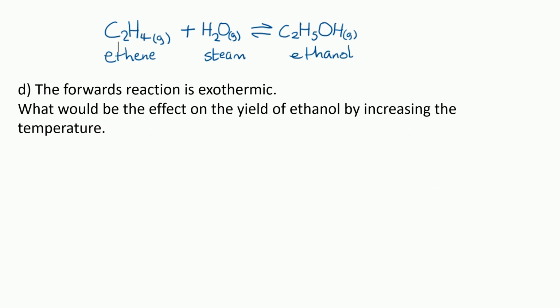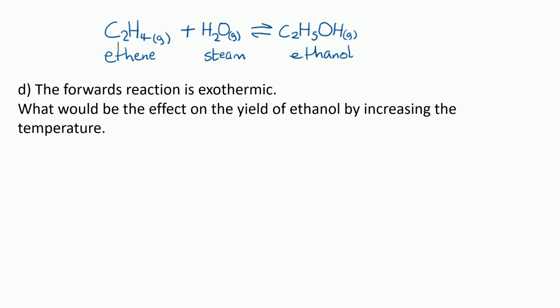In this question, the forwards reaction is exothermic. What would be the effect on the yield of ethanol, in other words, how much ethanol is made, by increasing the temperature? So first of all, we need to think about Le Chatelier's principle. And Le Chatelier's principle states that whatever change you put on that reaction, the equilibrium shifts to try and undo the change. So if you make the temperature lower, it will shift to try and make the temperature higher again. If you make the pressure higher, it will shift to try and bring the pressure back down again.